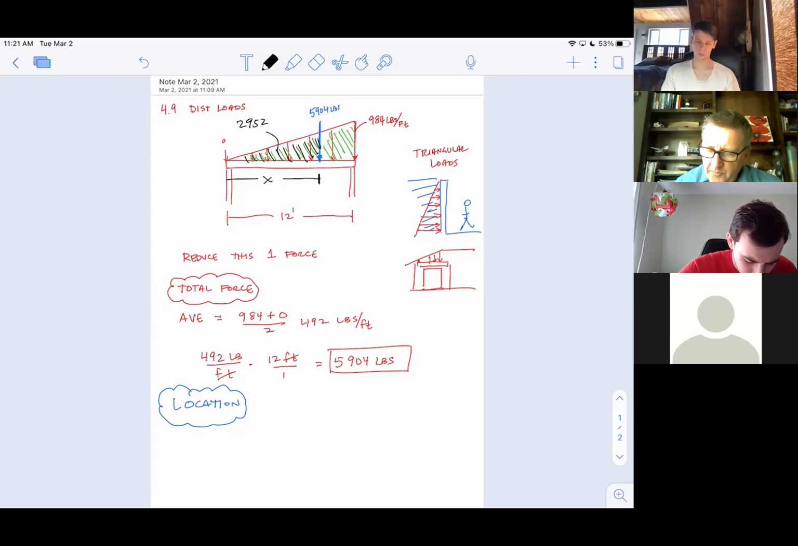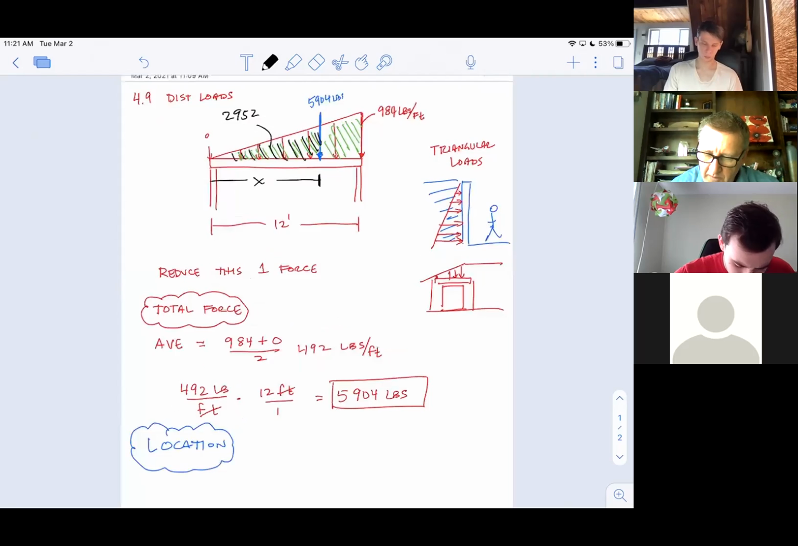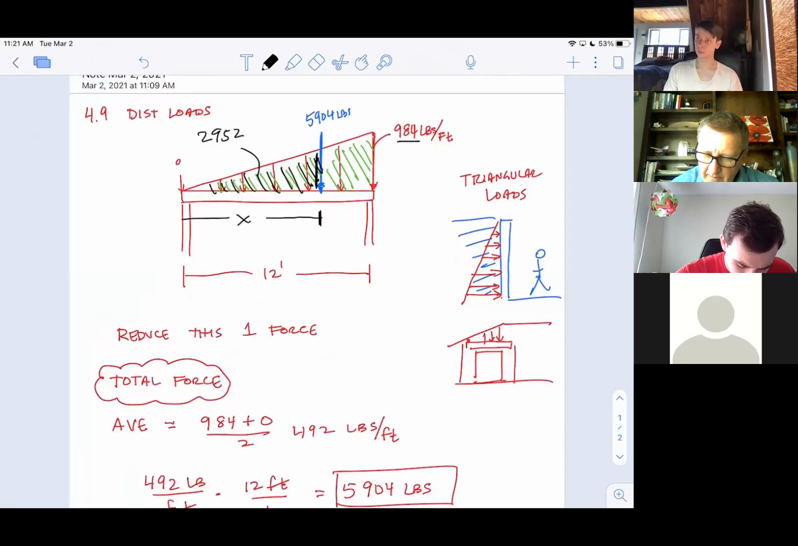Well, one of the problems we've got is we have to figure out how much force is actually there. Remember that blue 5,904 is like all of the green area put into one location. But if we look at the individual heights, so to speak, this was only 984 right there. So the question is, what is that? If I draw that in right there, what would that be?